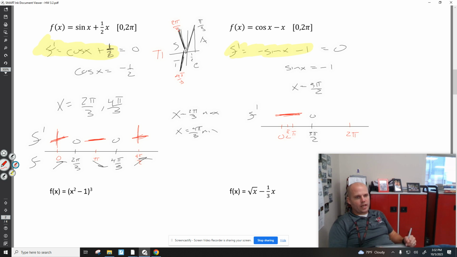We honestly should actually be starting at 0 and ending at 2 pi. There's like a start and end here. But they also could be test points. Don't worry about it. It works out. 2 pi. Sine 2 pi, 0. Minus 1. Negative.